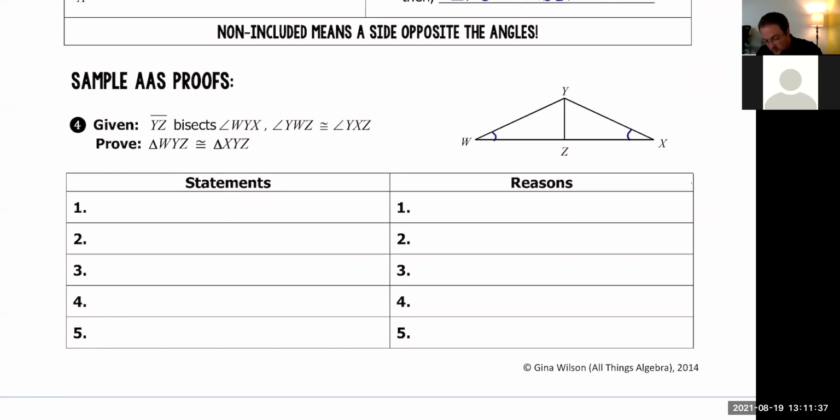So as usual, we want to restate our given information because we're going to use that in our defense later. So we'll say YZ bisects angle WYX, which is given. And then we're going to restate that angle YWZ is congruent to angle YXZ, which was also given.